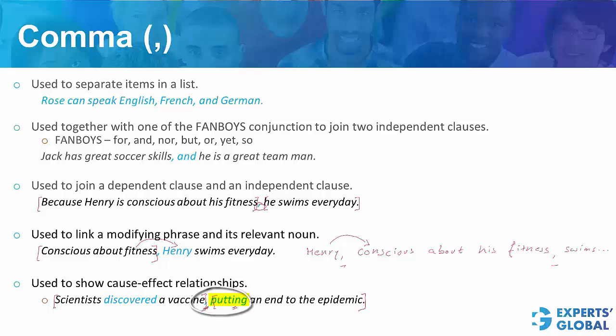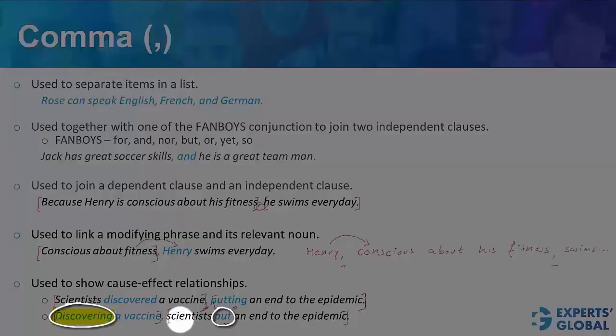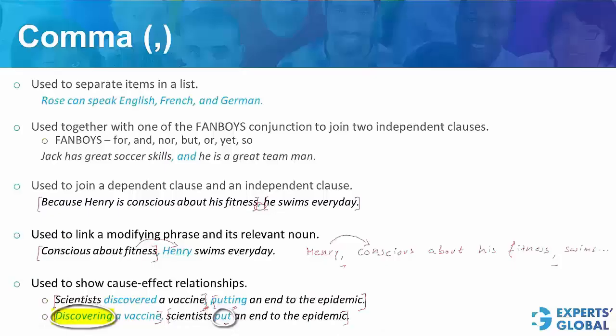Very, very important on GMAT. It could be the other way also. Look at this example here. The present participle comes first. So, "discovering a vaccine," and since present participle has come here you have past participle, and here is the cause part. Then you have the effect part. Here, cause, comma, effect. So, both the constructions are fine for showing a cause-effect relationship.